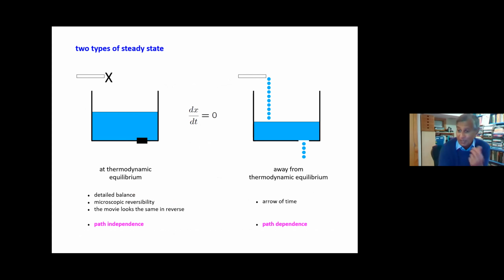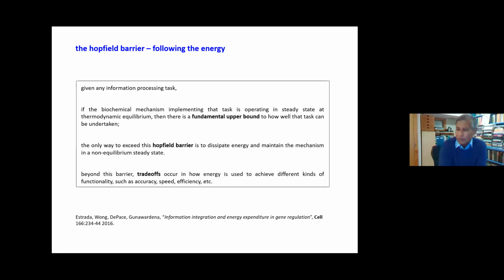Now, going back to this paper and rereading it again, we realized that actually Hopfield was telling us something even more significant than what he said in his paper. And I think what he's telling us is something much more general: that this insight is true for any information processing task. It doesn't have to be discriminating between a correct and incorrect substrate. It could be anything you want. It could be classifying, it could be sorting, it could be learning, it could be amplifying. It doesn't matter what it is, whatever information processing task you have in mind, there's always a fundamental upper bound to how well you can do it at equilibrium. And the only way you can get past this is to introduce energy and take the system away from thermodynamic equilibrium. And this fundamental upper bound is what we call the Hopfield barrier, in Hopfield's honor.